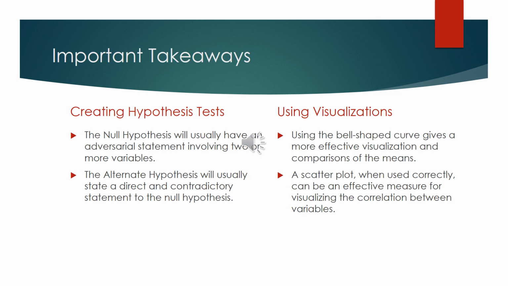Gives us a better eye view on the proper use of the bell-shaped curve and the scatter plot. We can see it visually, which gives us a better perspective or better sense of the meaning and the rationale behind the data that's recorded on those graphs.